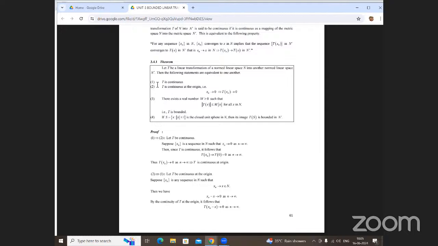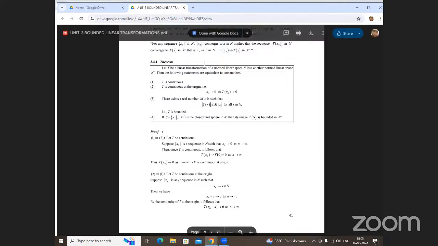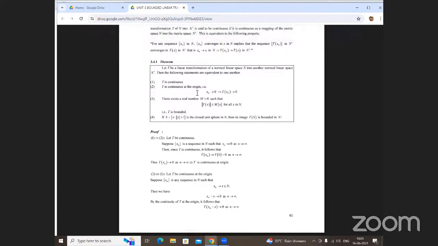The first condition is T is continuous. We already know the definition of continuous. The second one, T is continuous at the origin. Origin means the continuity where the convergence point is 0.